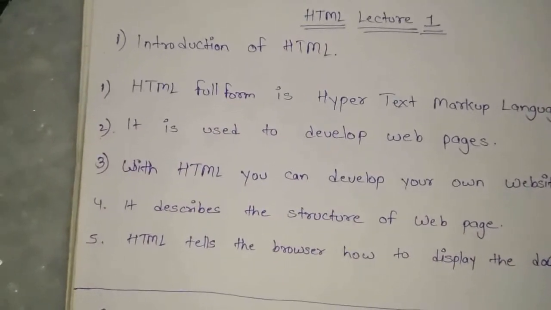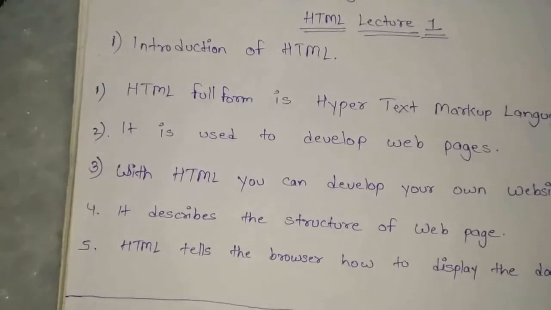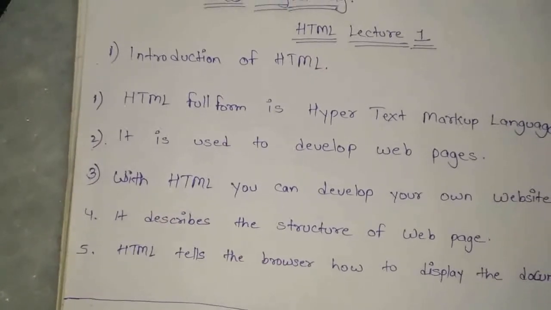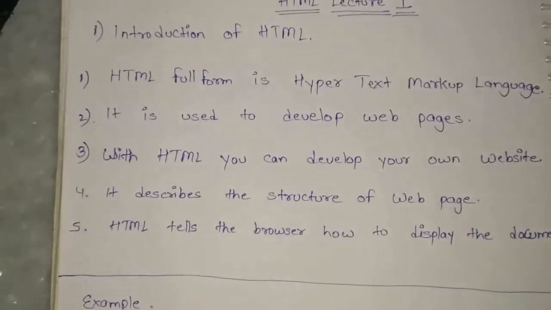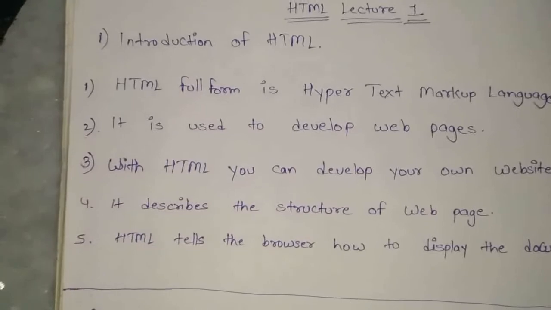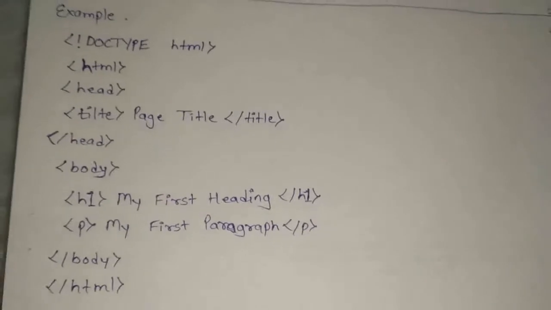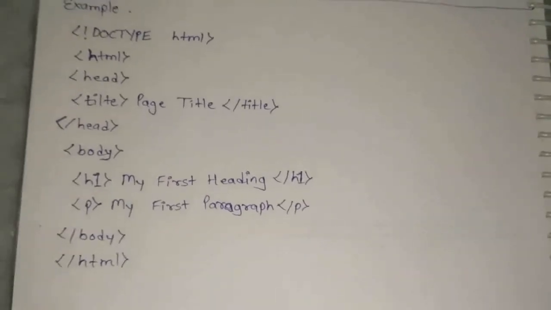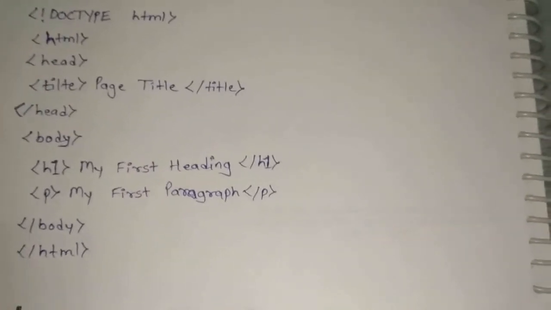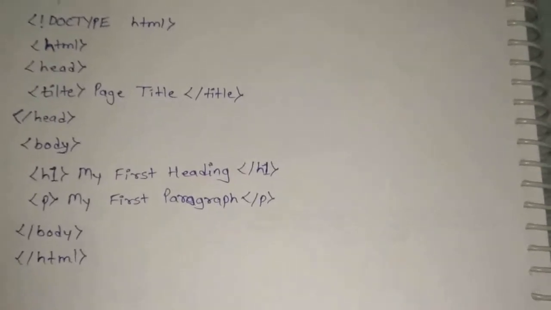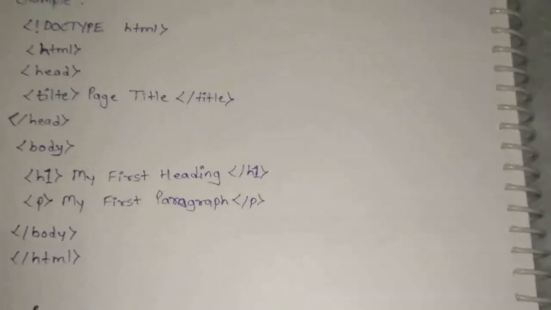HTML is a structure and markup language which is used for developing web pages. And after that, HTML tells the browser how to display the document. And now we are going to see how HTML code is written. So this is an example of how HTML code is written. This is the basic HTML example which you will find in each and every HTML page. And now I'm going to tell you the meaning of each and every tag.